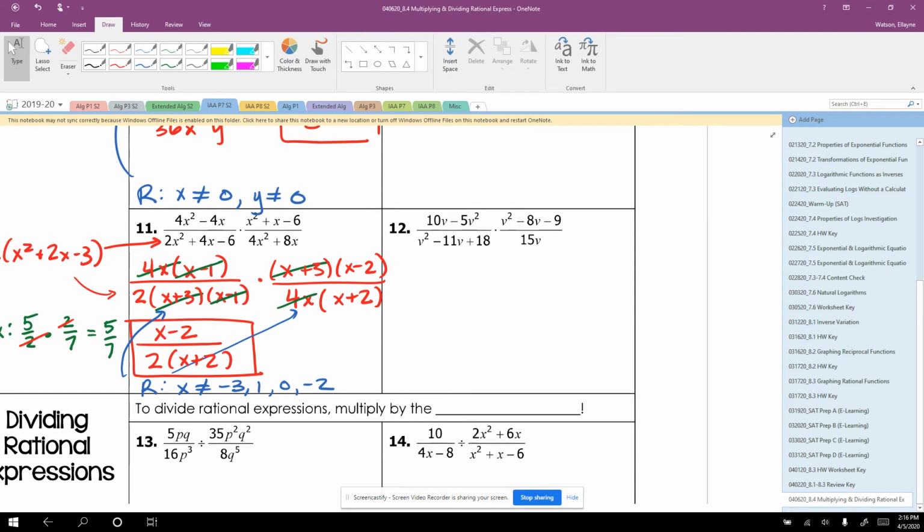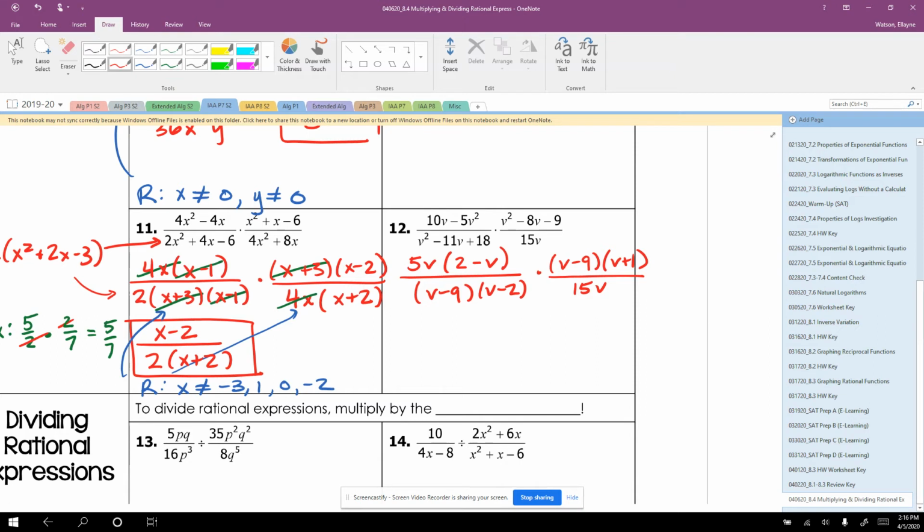So I'm going to start again by just simplifying by factoring. On the top I'm going to take out a 5v. I'm left with 2 minus v. On the bottom, this is going to factor to v minus 9 times v minus 2. Second term on top is going to factor to v minus 9 times v plus 1. On bottom, can't factor that, so I leave it like that.